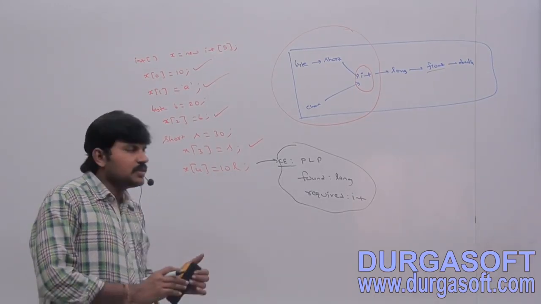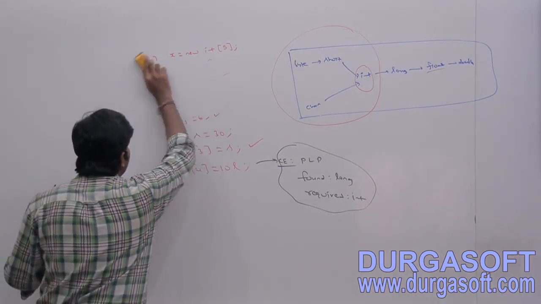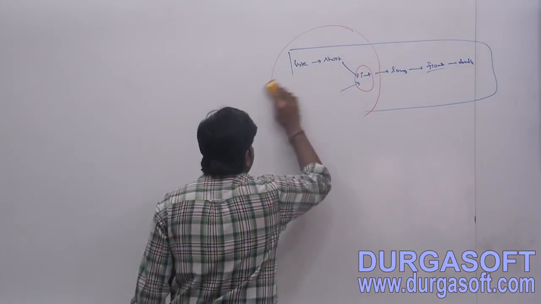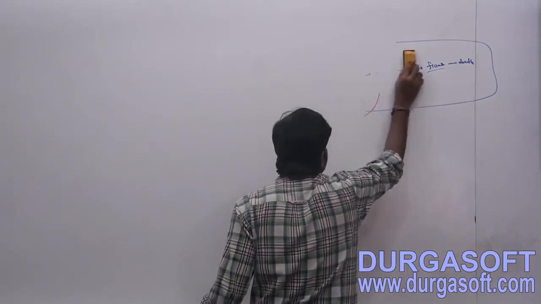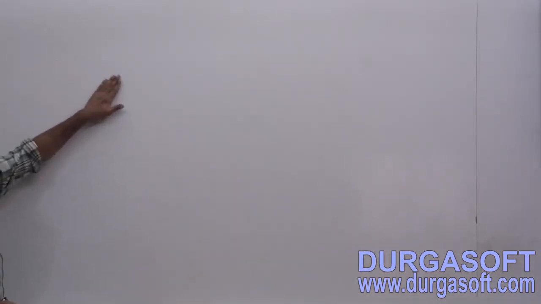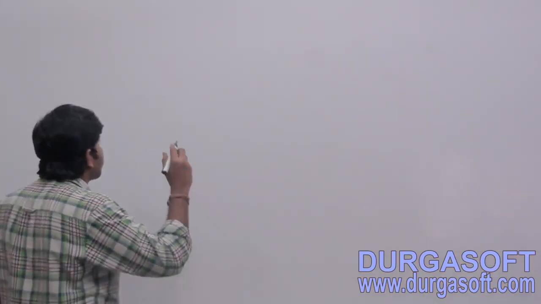That's all. So this is case 1, if it is a primitive type array. Next, case 2. If it is object type arrays, like string array, student array, customer array, how is the behavior? Here, see.